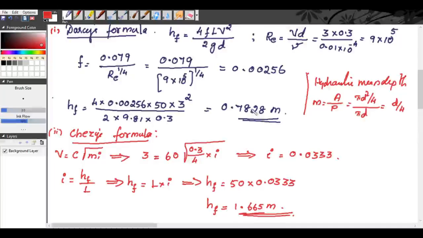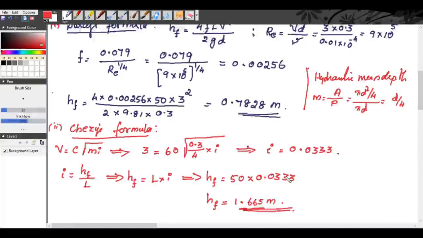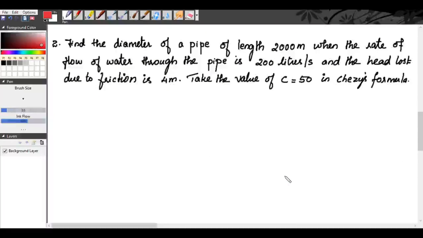Okay, so comparing both, the head lost is more in the case of Chezy's formula, and this depends upon the Chezy's constant also. Now we will move on to the next problem. The next problem is, find the diameter of a pipe of length 2000 meter. So the length of the pipe is 2000 meter. We are asked to find the diameter of the pipe.